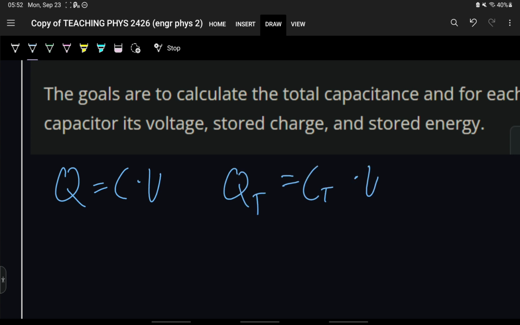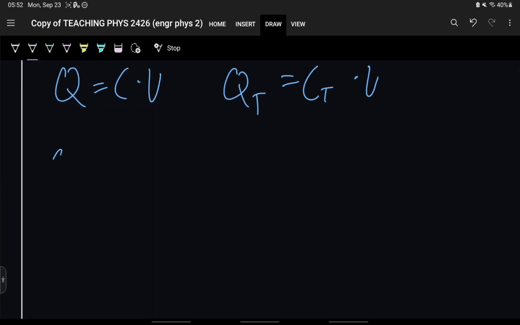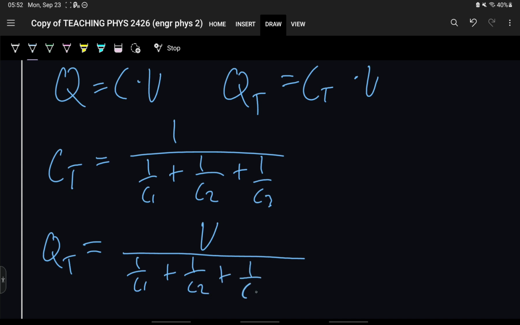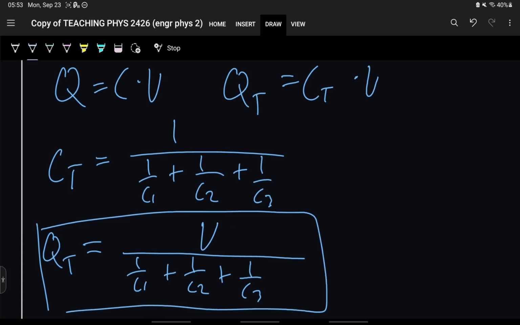Now in the previous part, we already found C_T, so we're going to rewrite that out. C_T was equal to 1 all divided by 1 over C1 plus 1 over C2 plus 1 over C3. And we can substitute this into the expression for Q_T. So now we have Q_T is equal to V all divided by 1 over C1 plus 1 over C2 plus 1 over C3. And this is the charge stored on the total equivalent capacitor C_T. That's pretty much going to be our final answer that you should be putting into Snape physics.